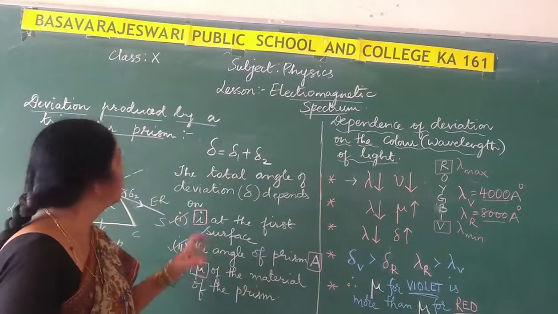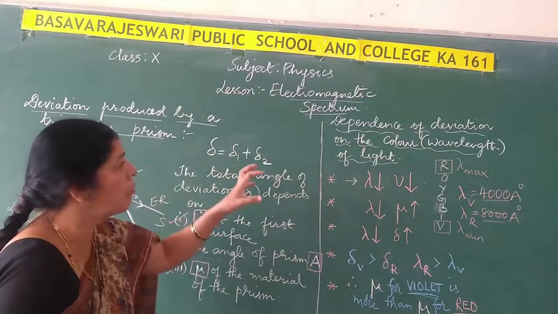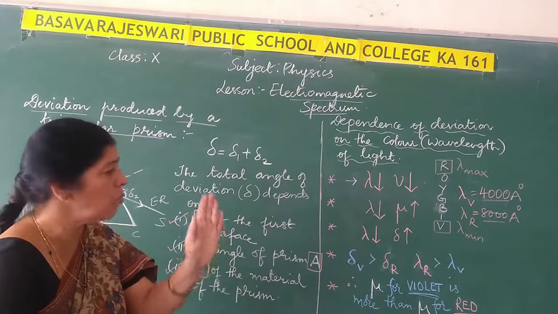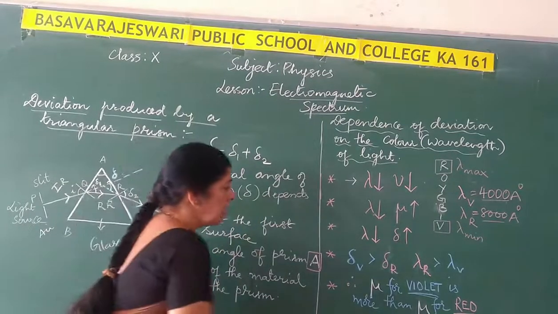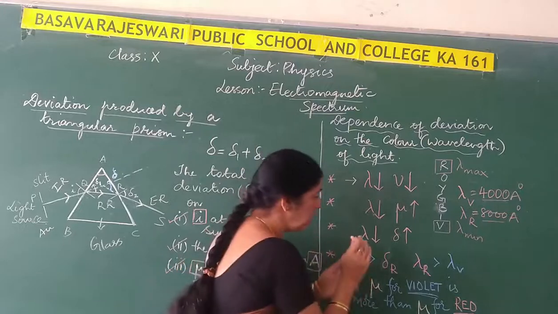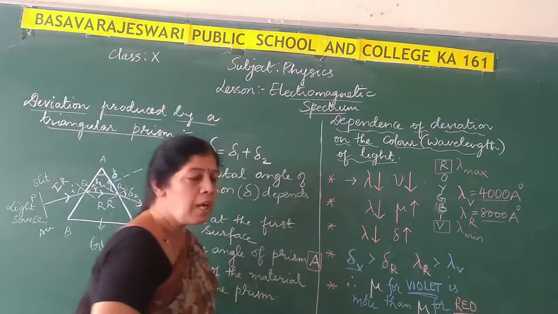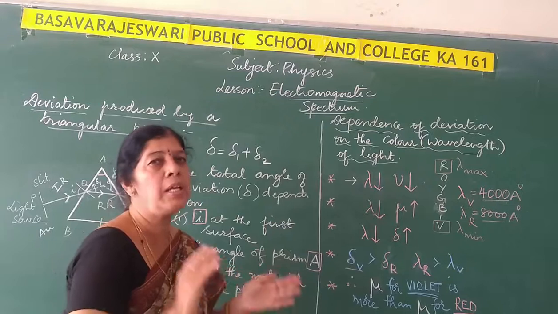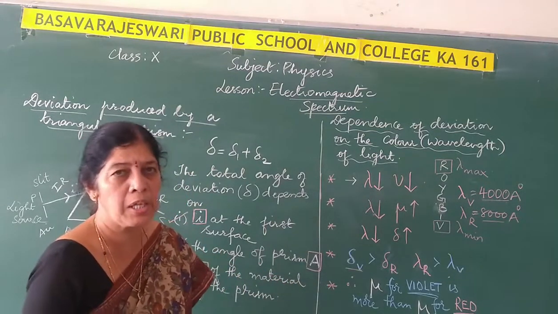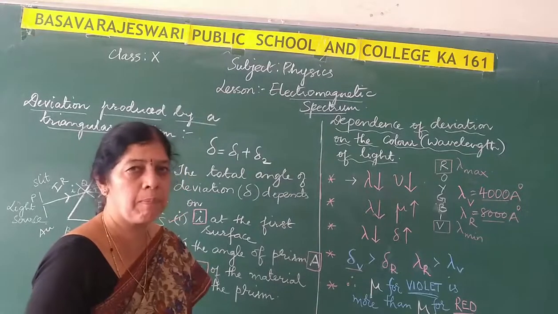So, this is about the dependence of deviation on the color of light. As the color changes, what happens to the deviation? See, deviation of violet light is maximum when compared to deviation of red light. And for other colors, it will lie in between. So, this is about deviation of light produced by a prism.